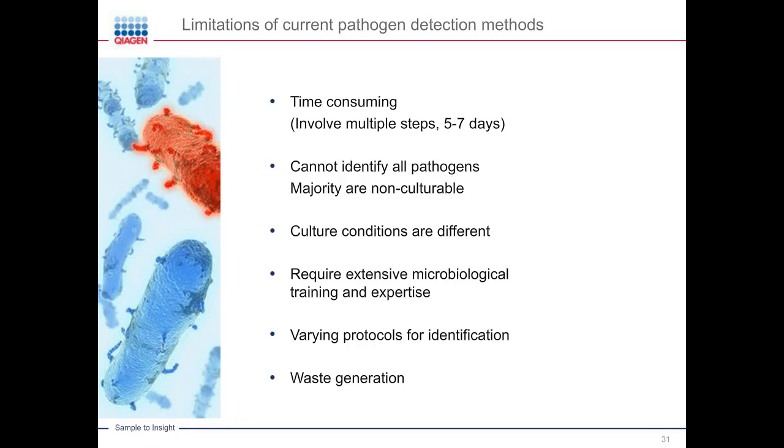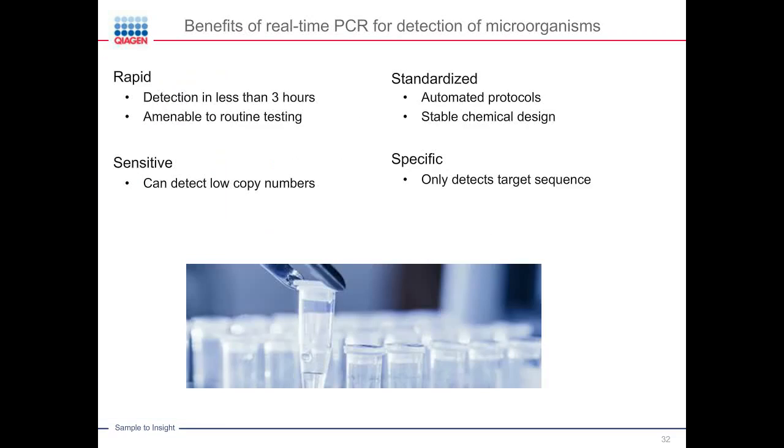So the culture-based method that has been there for a long time and has served us a lot in the understanding and study of microbes certainly has a lot of disadvantages. And with the advent of molecular biology, as I said, real-time PCR is a very good and easy way of detecting, in addition to next-generation sequencing. And why do people prefer PCR-based technology? It's because it's rapid, sensitive, standardized, and specific. We all know that part.